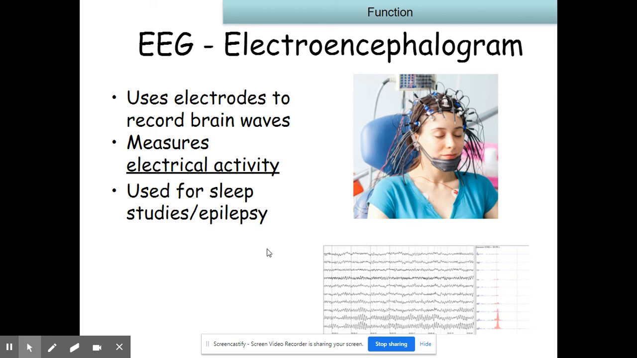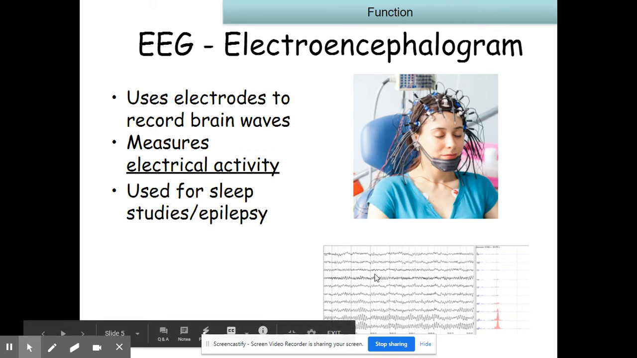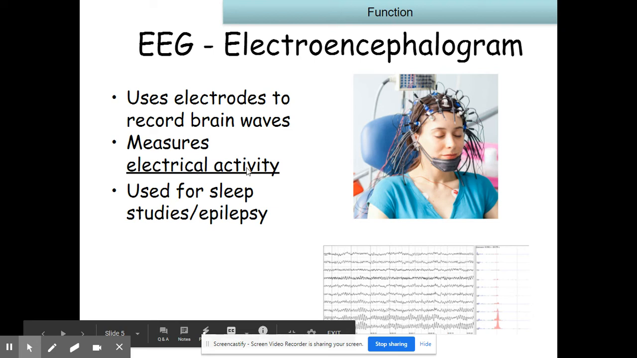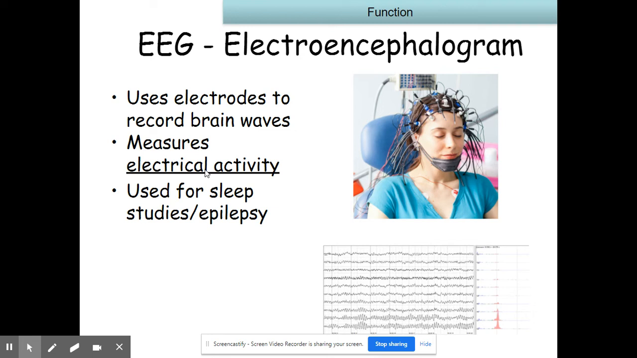EEGs, electroencephalogram. Okay, EEGs use this kind of cap that has electrodes on it pressed up against your skull to record brain waves, such as the ones right here. As we know, the neurons, the action potentials put off electrical signals. So the EEGs measure electrical activity within the brain to see how the brain is functioning.